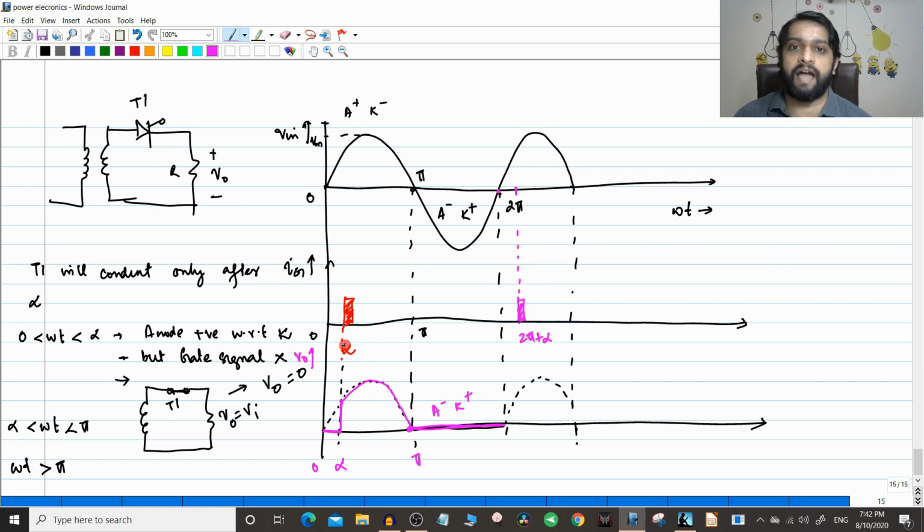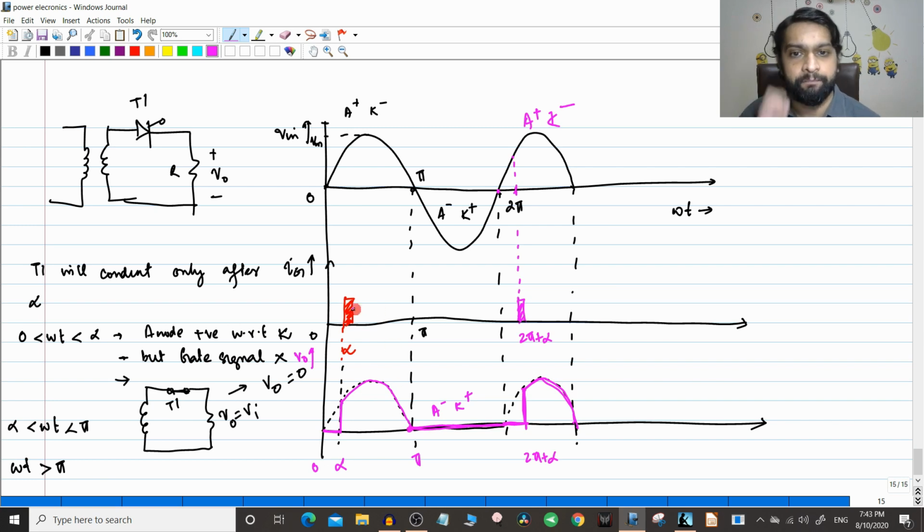First triggering is given at alpha in the positive half cycle, then it is the negative half cycle, so you don't have to bother. To have proper symmetry, the next triggering will be given at 2 pi plus alpha. So the graph will be the same way here. For the next positive half cycle, you can see that anode is positive with respect to cathode, but the triggering is given at 2 pi plus alpha. So till it reaches 2 pi plus alpha, V0 will be equal to 0, because the thyristor only conducts when a gate signal is given. So the graph will become like this. After 2 pi plus alpha, T1 will again conduct.